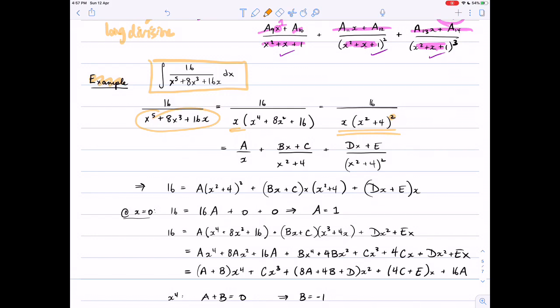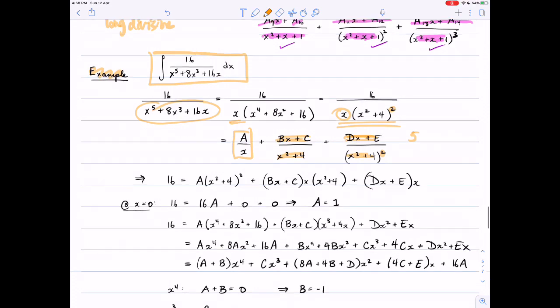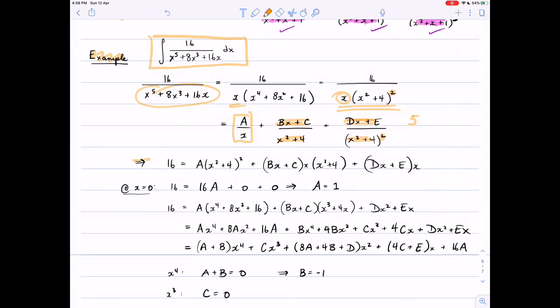So over the x, we need a simple constant, A over x. Over the x squared plus 4 and the x squared plus 4 squared, we need linear terms. And so we have A through E, 5 constants to solve for. So we are going to do the exact same thing. We're going to multiply up and compare the numerators. And so 16 has to be equal to all of this.